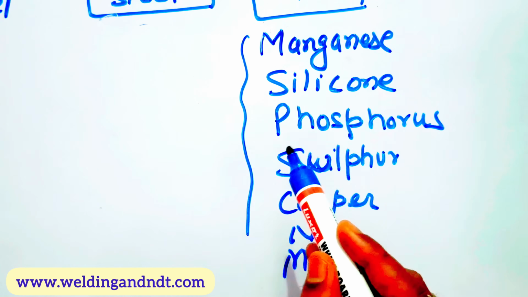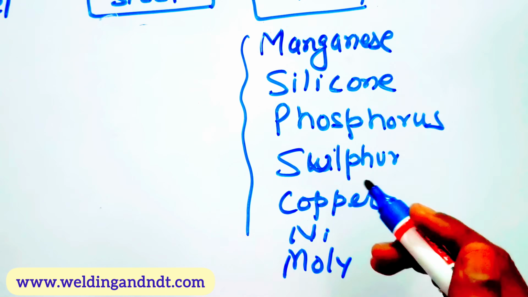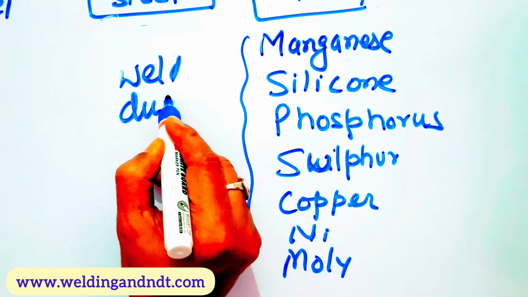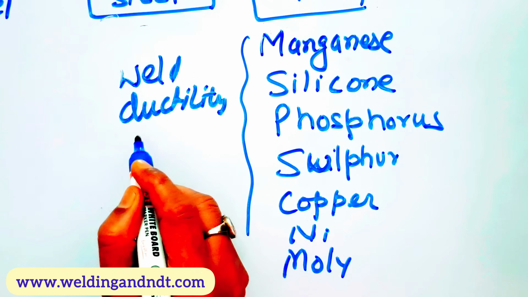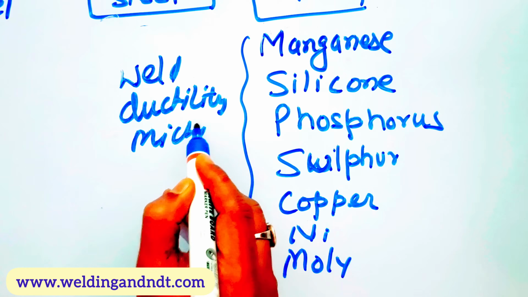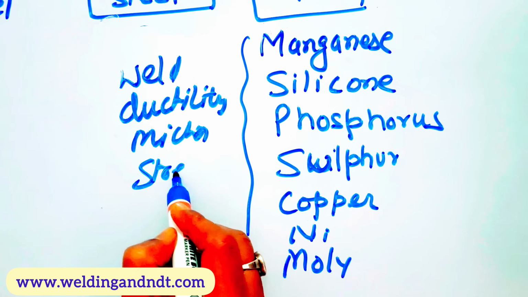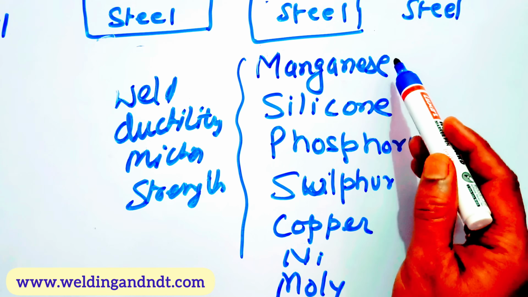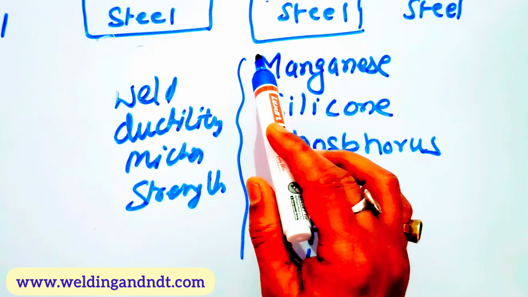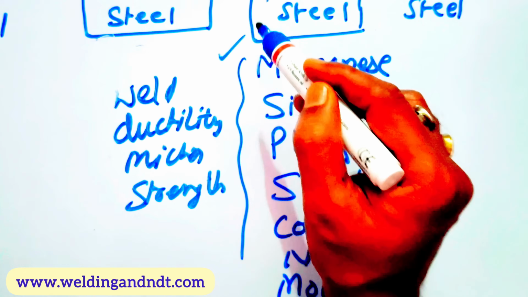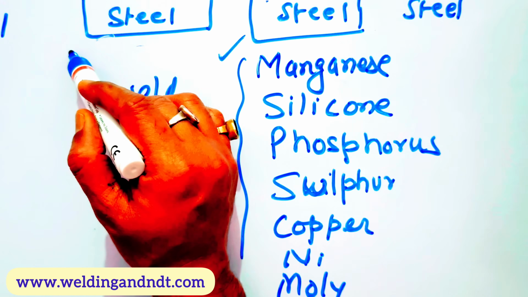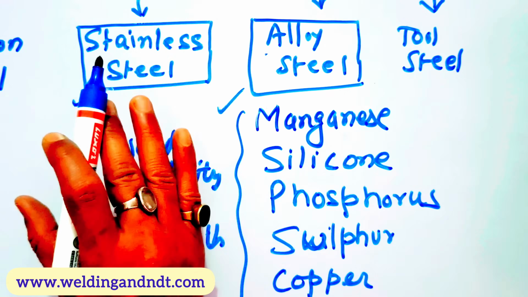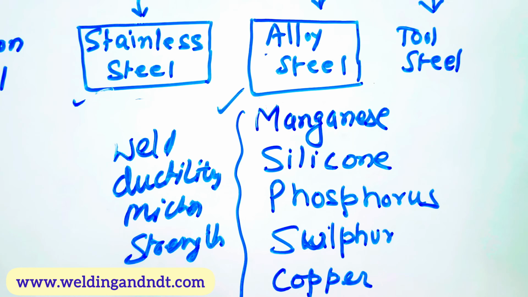And why are these mixed? These are mixed to improve certain properties like weldability, ductility, machinability, strength, etc. To improve certain properties of the steel, some alloying elements other than carbon are mixed, and that material is called alloy steel. Basically, stainless steel is also a type of alloy steel, but due to the very vast uses of stainless steel, it has been categorized separately.